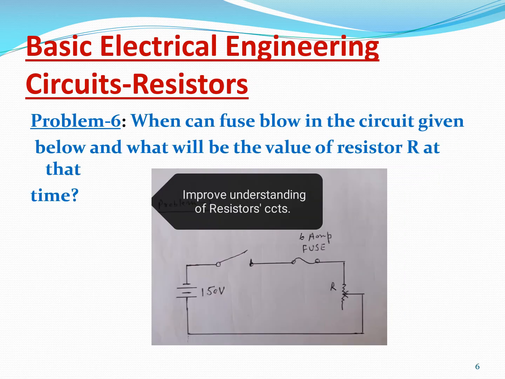Problem number 6. When can the fuse blow in the circuit given below, and what will be the value of resistor R at that time? Now obviously if the value of the resistor R is less than 25 ohm, only then the current more than 6 amperes, that is the fuse value, will flow through the circuit and the fuse will blow.